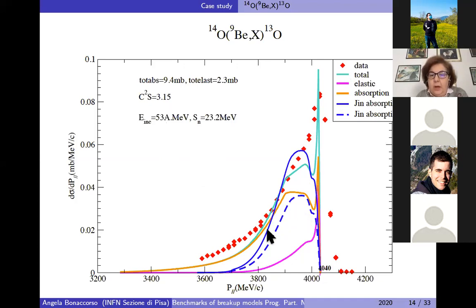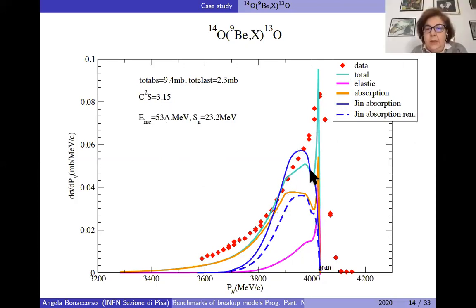Yellow is the absorption, so this inelastic breakup we are comparing with Jean. And Jean is instead this blue one. So here we can see... what is this spectrum? This is the cross-section with respect to the parallel momentum of the core. This is what is measured in the experiment.